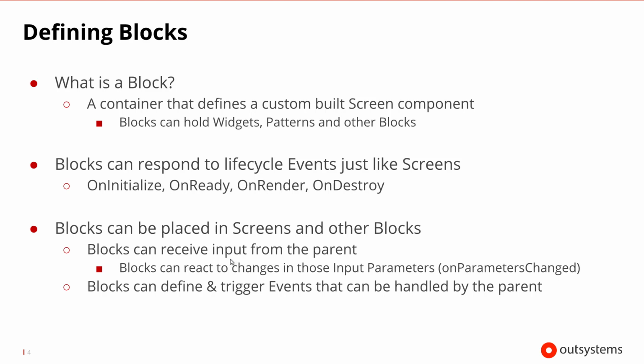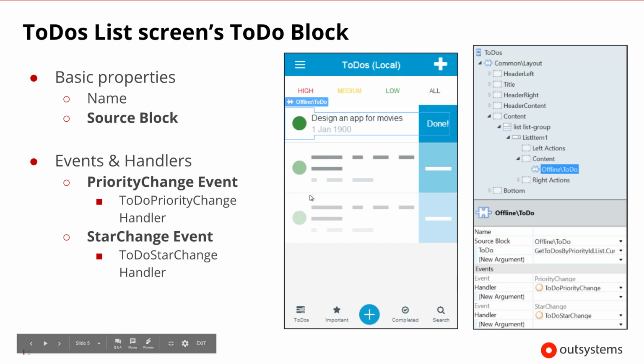And regardless of whether it's in a screen or a block, it can receive input from its parent. And if the input from the parent changes over time, it will receive an event, an onParameters_changed event, and then we can define an action for how to respond to this particular type of event. And then our block can also define and trigger events itself to notify the parent of things that have happened. So let's look at a practical example.